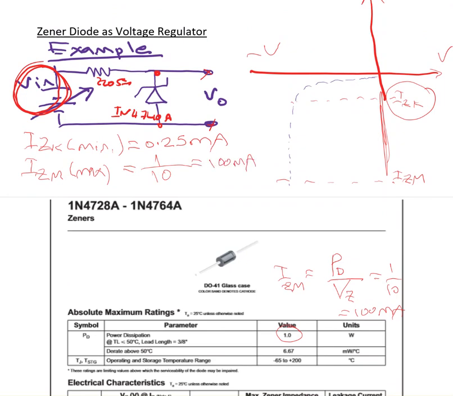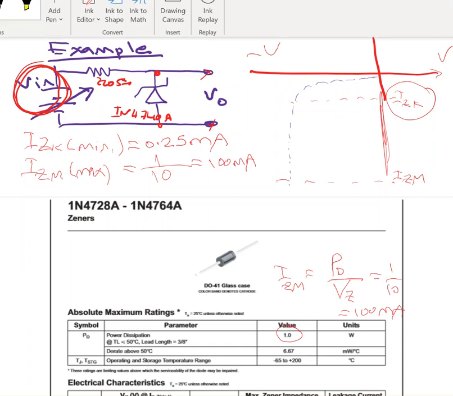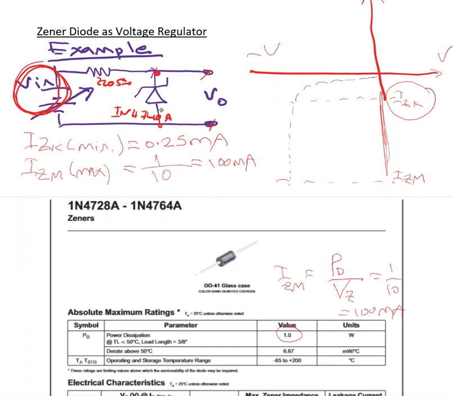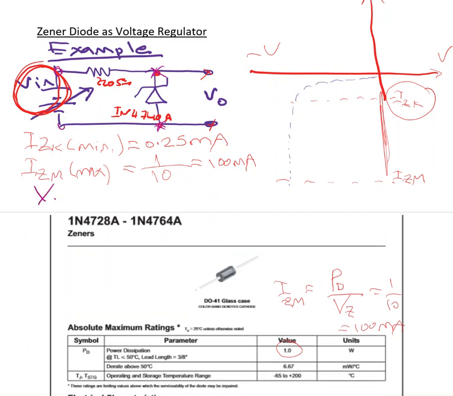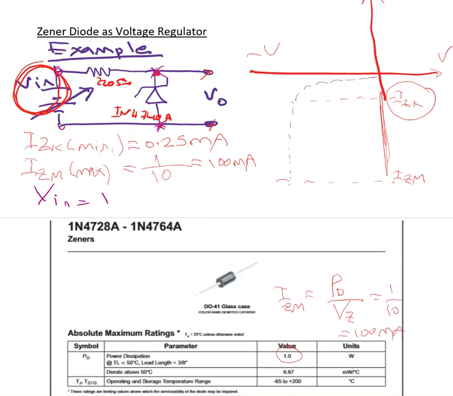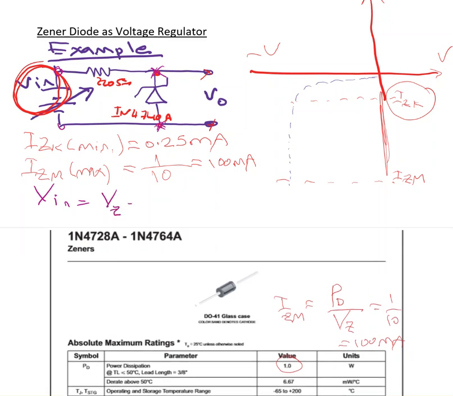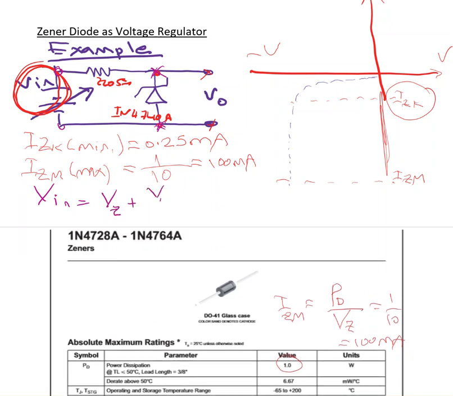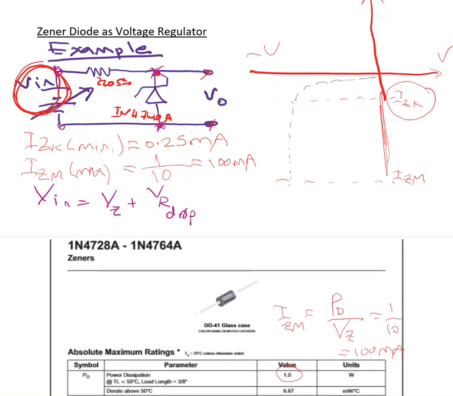Now we know that if this is the case, then I can calculate the value of the voltage V here. The voltage V here is expected to be always 10 volts. This is what we said. But what should be the input voltage value here? I know that Vin is equal to VZ plus the VR drop.